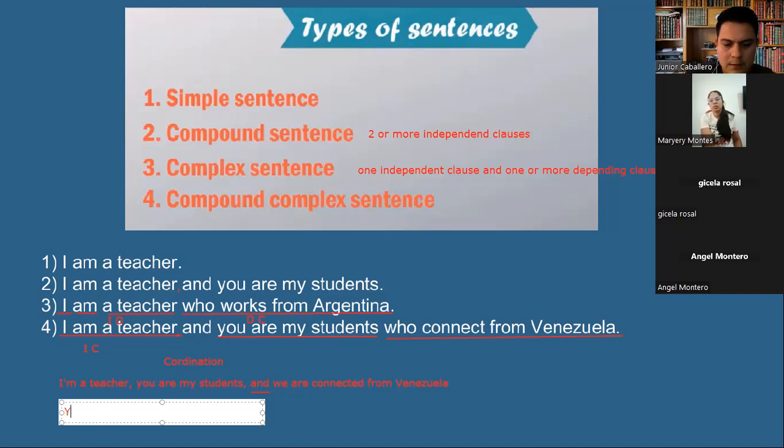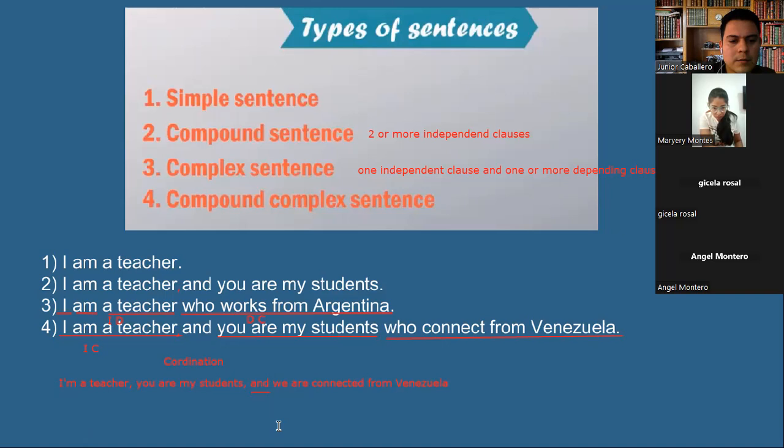Okay. ¿Qué tenemos que hacer? Eliminar una oración, una de las cláusulas independientes. Porque si con todo esto es una compuesta compleja, compound complex, entonces ¿qué tengo que hacer para convertirla en compleja? Quitarle una cláusula independiente es lo que tengo que quitar. ¿Cuál quitarían ustedes dos entre I am a teacher o you are my students?